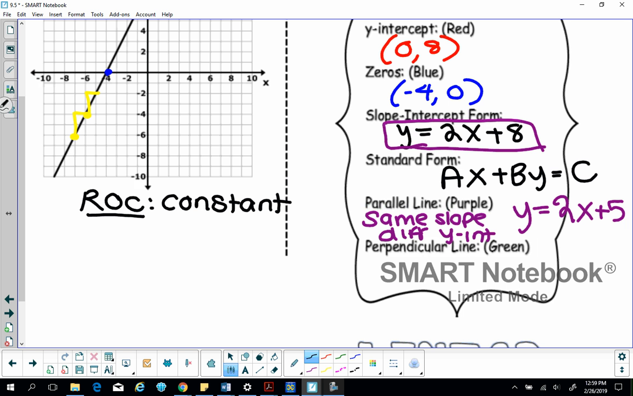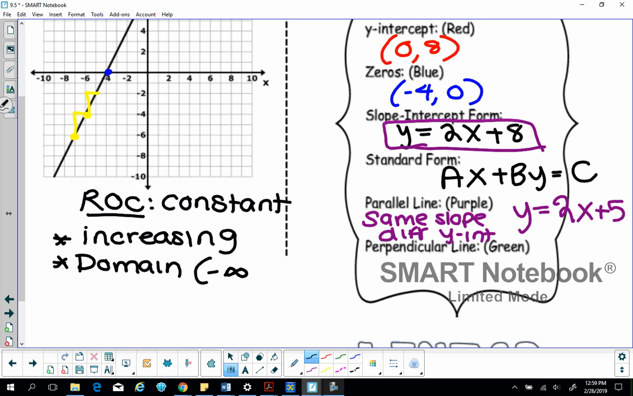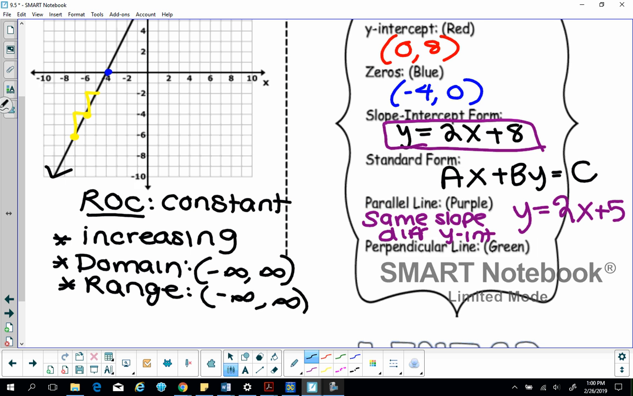Next, is that increasing or decreasing? Increasing, right? Because it's going up. So this is increasing. Just put it somewhere on your pink sheet. What's the domain of this? Beautiful. Domain is negative infinity, positive infinity. It's going in both directions forever and ever. What about the range? It's negative infinity to positive infinity.